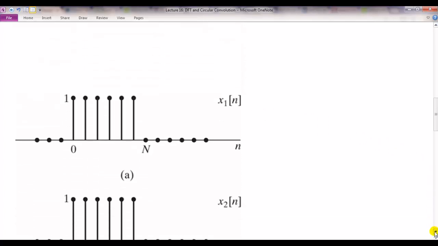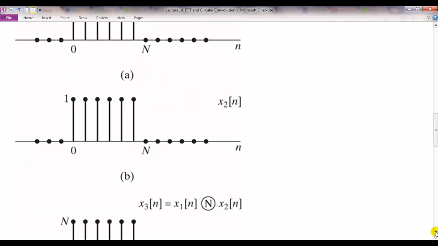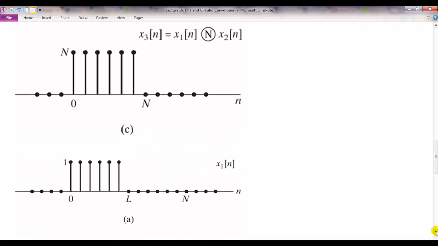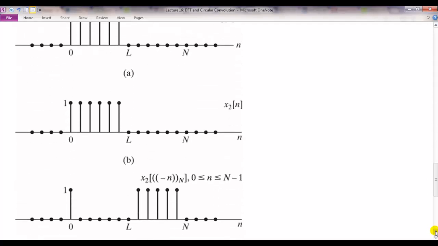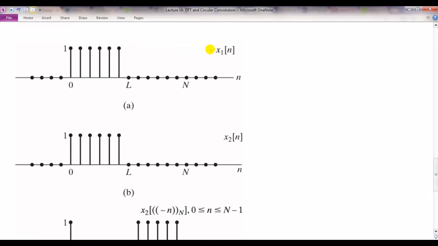Here is another example of circular convolution where you are given two rectangular sequences of length n minus 1 each. The way you will do the circular convolution is simply you will fix one sequence. So you fix x1[n]. These are your two sequences, x1[n], x2[n]. You fix this. You first circularly flip the other.